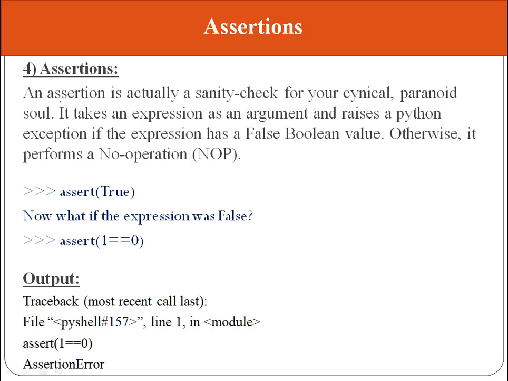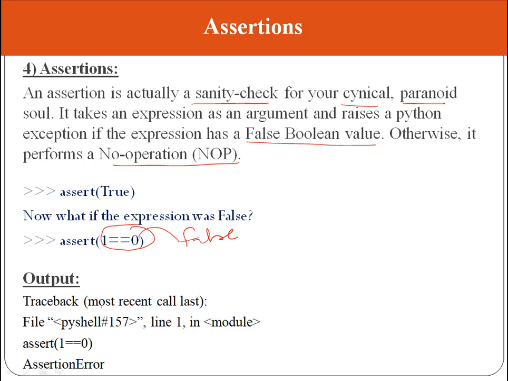Assertions. An assertion is actually a sanity check for your cynical, paranoid soul. It takes an expression as an argument and raises a Python exception if the expression has a false Boolean value. Otherwise, it performs a no operation. Let's see the example. Assert true. Now what if the expression was false? Assert false, right?